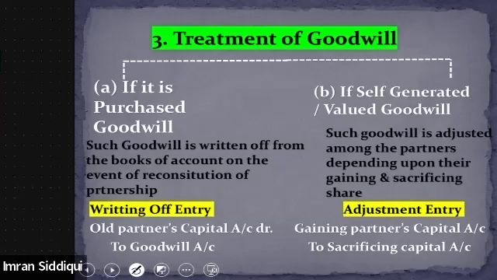When it comes to the purchased goodwill, we need to pass the writing off general entry. And the writing off entry will be old partners capital account debit to goodwill account. This is the writing off entry. On the other hand, if we talk about the self-generated goodwill, then we need to do the adjustment entry. For the adjustment entry, we need to pass this journal entry: gaining partners capital account debit to sacrificing partners capital account.